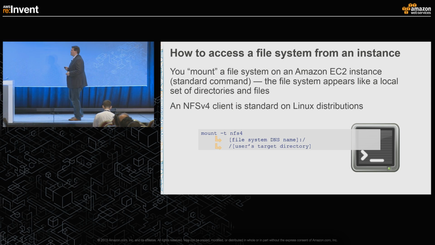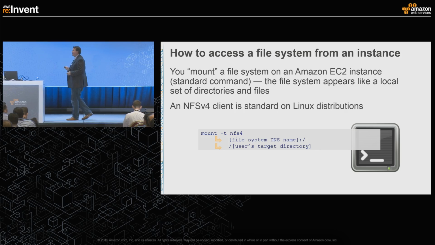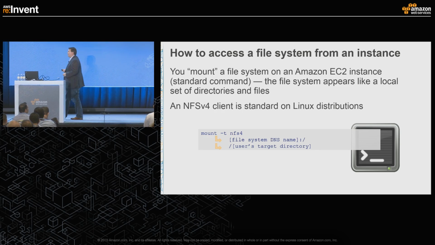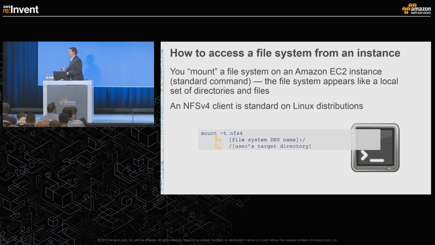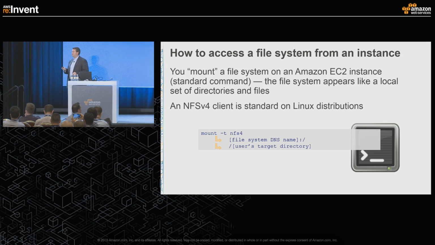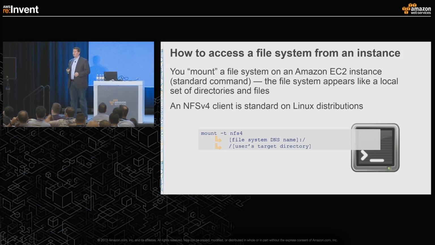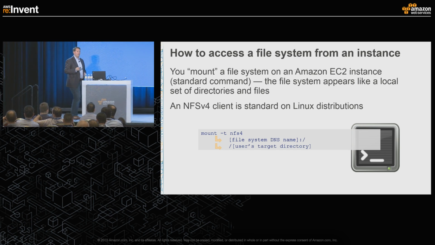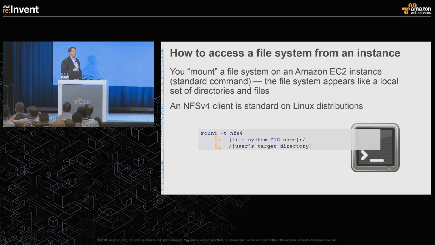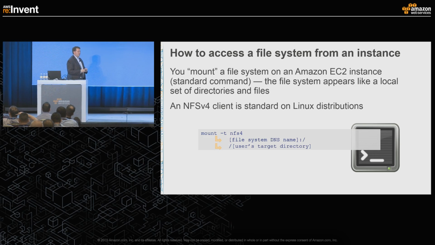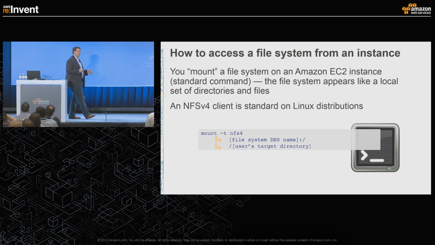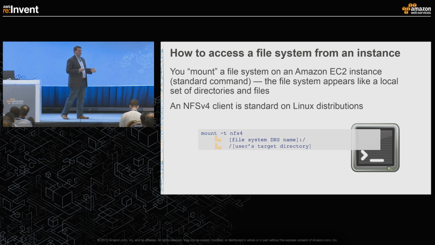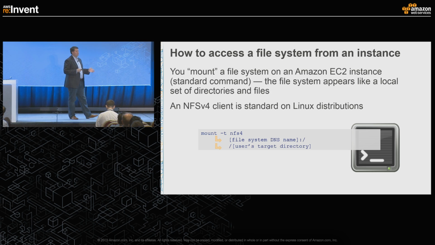You access those file systems from an EC2 instance, or really a collection of EC2 instances. And the way that you do that is you mount the file system. It's a very simple mount command that's executed from your Linux command line today. And the file system appears like a local set of directories and a local set of files. And the NFS v4 is found in the majority of Linux distributions inside of AWS today. And where it's not, we give you tips and tricks on how to add those distributions to your Linux instances. And we walk you through command by command if you've never done it before.